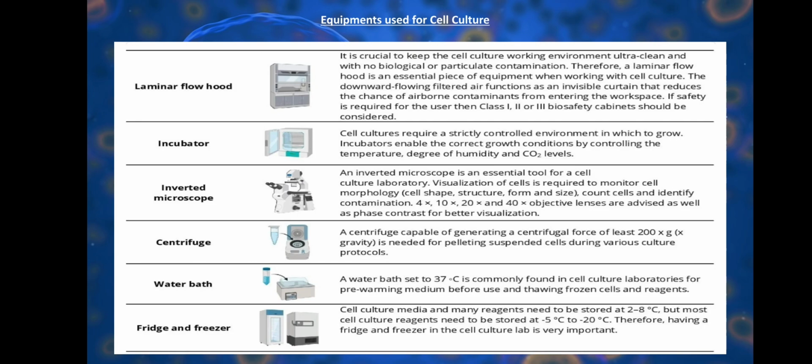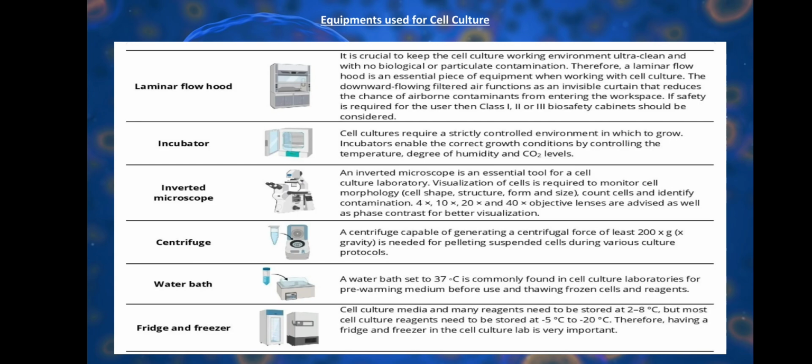Second instrument is the incubator. Cell cultures require a strictly controlled environment in which to grow. Incubators enable the correct growth conditions by controlling the temperature, degree of humidity and carbon dioxide levels. Third one, an inverted microscope. Visualization of cells is required to monitor cell morphology and identify contamination. So, for better visualization, an inverted microscope is used. Next one is the centrifuge. It is capable of generating centrifugal force of at least 200 times g. Gravity is needed for pelleting suspended cells during various culture protocols.